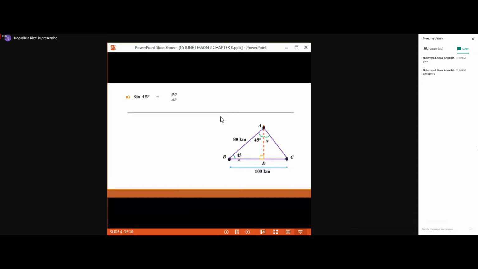So I'm using trigo, like I said, and the best one is sine, to find BD. Then you substitute your value, you will get 56.57 kilometer. So BD is 56.57 kilometer. I hope you are listening and also jotting down.